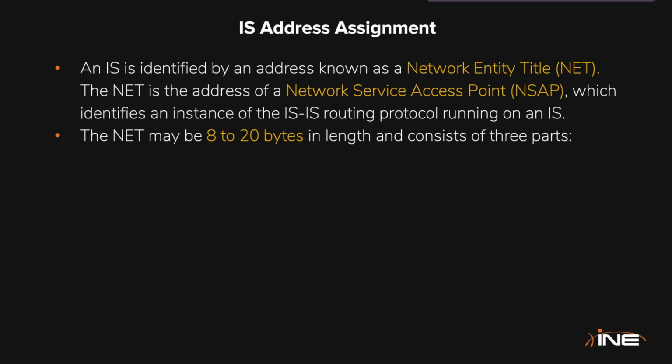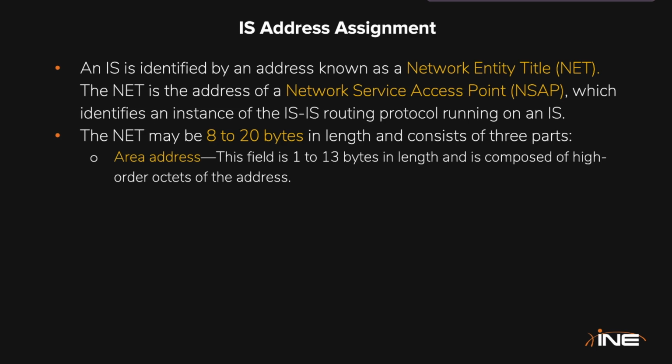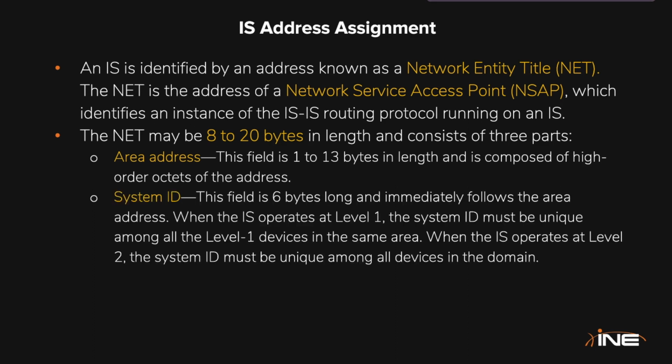And it mainly consists of 3 parts. Area address. This field is 1 to 13 bytes in length and is composed of the high order octets of an address. So basically the area portion is a minimum of 1 byte and a maximum of 13 bytes. The next part of the NET is the system ID. This is 6 bytes long and immediately follows the area address. System ID is something like the router ID in OSPF. It must be unique. It has to be unique within the area.